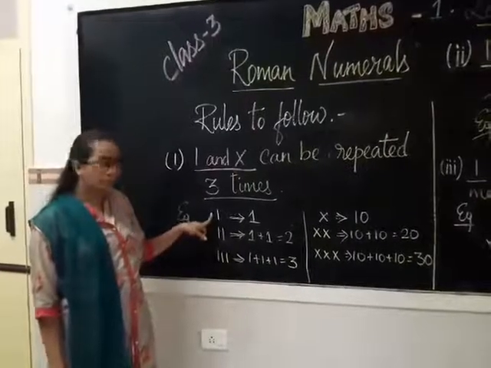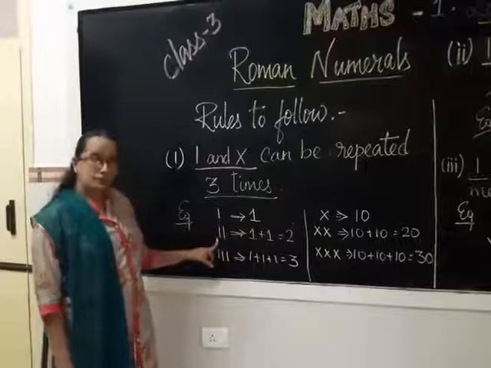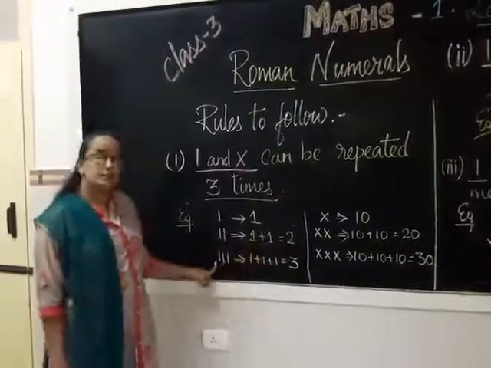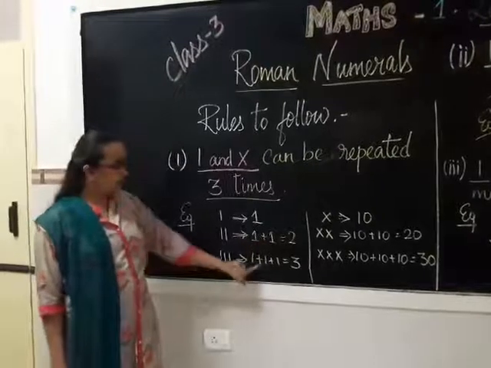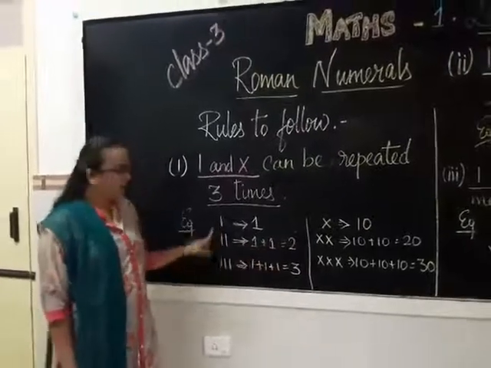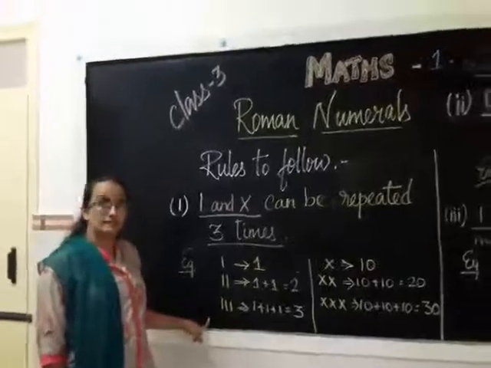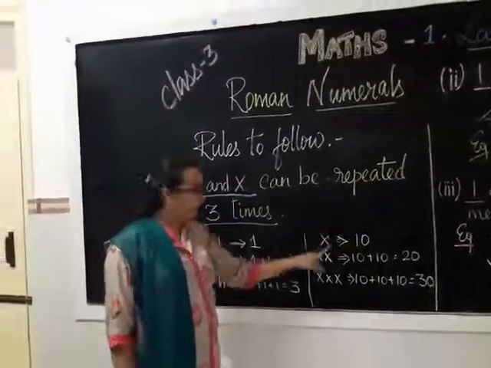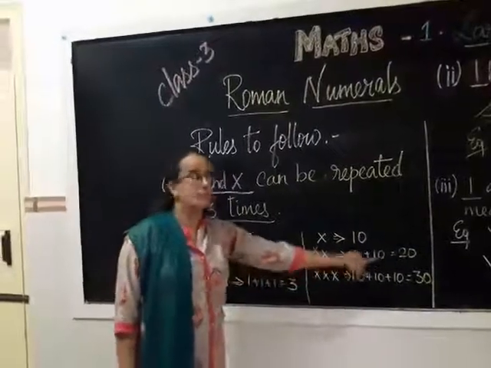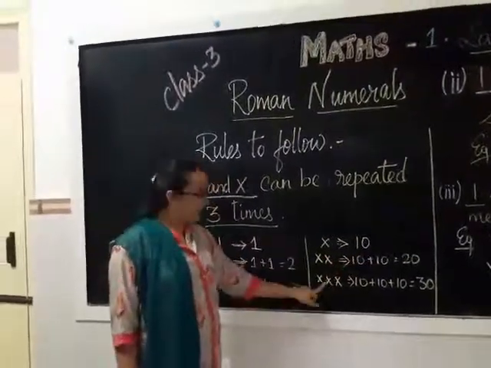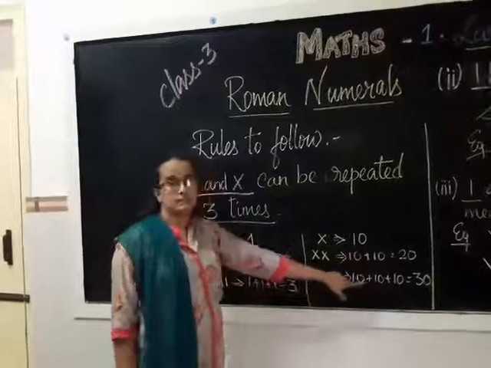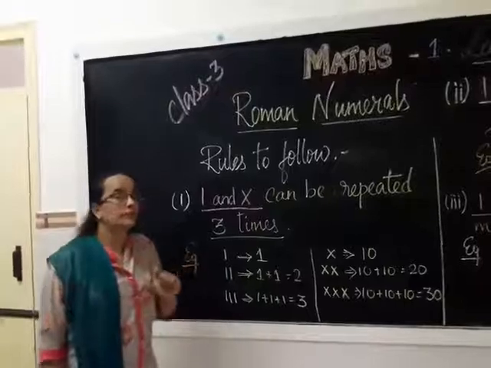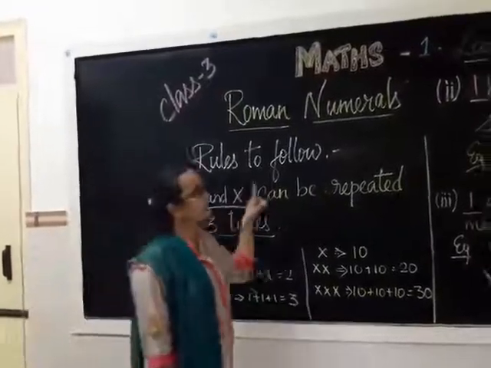I, 1 time if you write, it means 1. If you write 2 times, it means 1 plus 1, that is 2. If you write 3 times, it is 1 plus 1 plus 1, that is 3. So I can be repeated 3 times. And now see X. X means 10. 2 times, if you write, 10 plus 10, 20. If you write 3 times, it is 10 plus 10 plus 10, it is 30. Did you understand the first rule? We can write I and X 3 times.